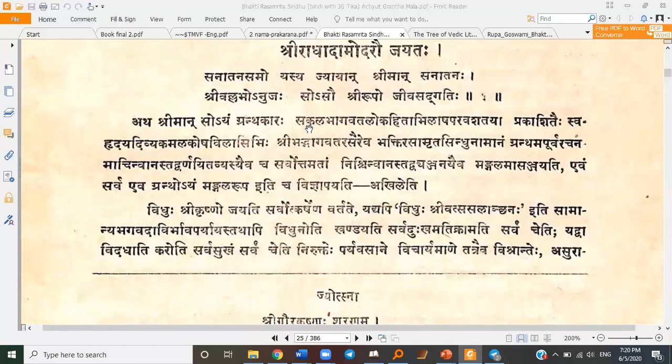Sakala Bhagavat means all devotees. Bhagavata Lok means all devotees, devotee people, literally. Hit means benefit. Abhilash Paravashataya means with an impetus to, with a desire actually, to benefit all the Vaishnavas.